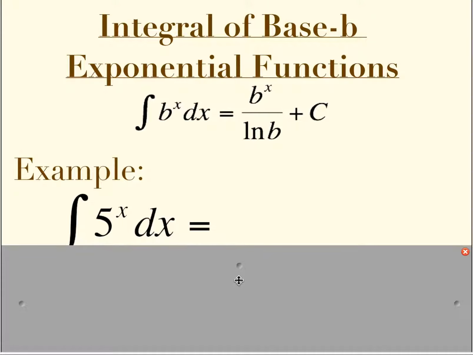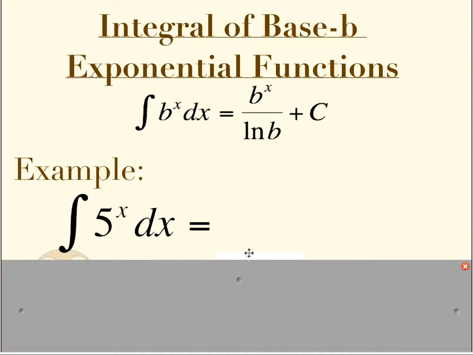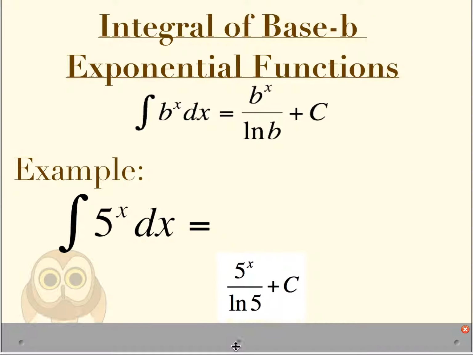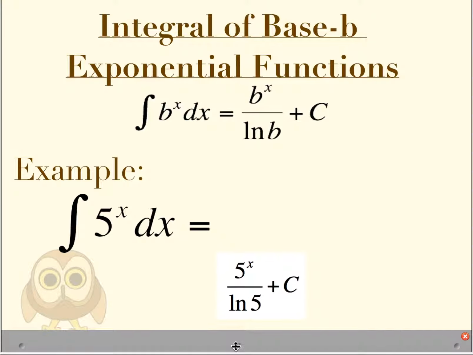So the example I have here is 5 to the x. Just following this, since I don't have the natural log of 5 with it in my answer, it would be 5 to the x over natural log of 5 plus c.